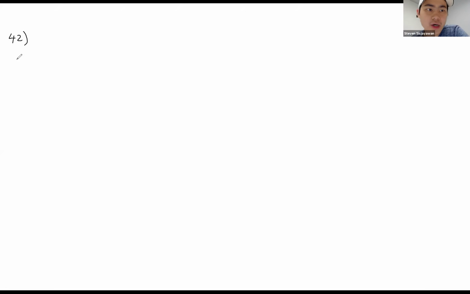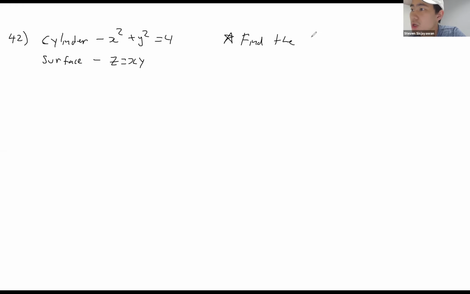Let's say we have a cylinder of x squared plus y squared equal to 4, and we have the surface of z equal to xy, right? The goal of this question is to find the curve of intersection and write it down as a vector function.